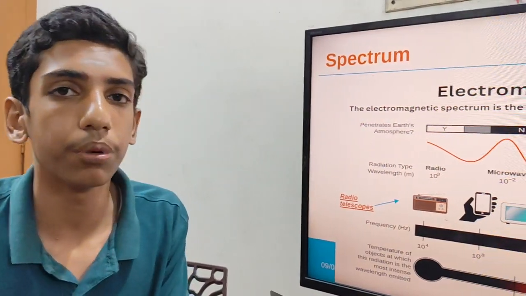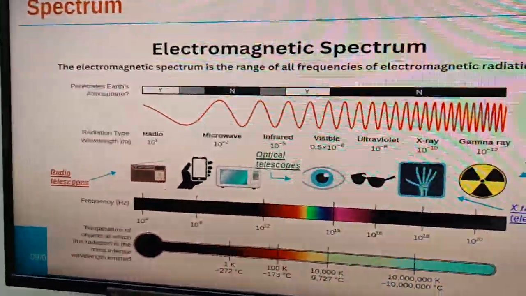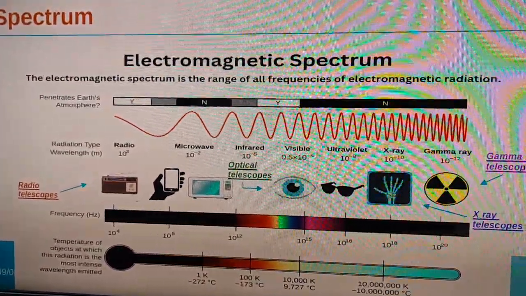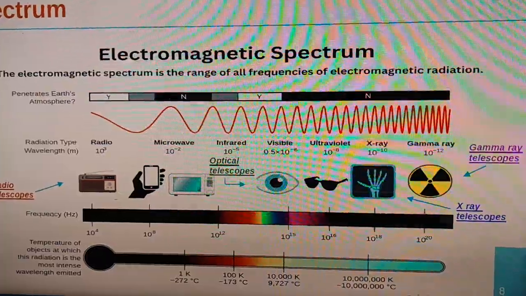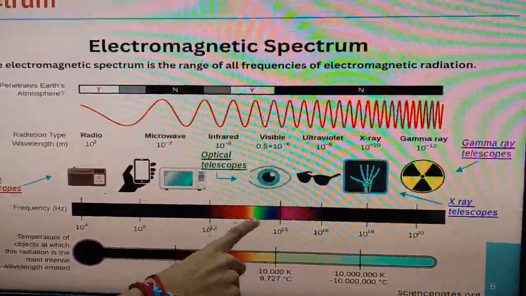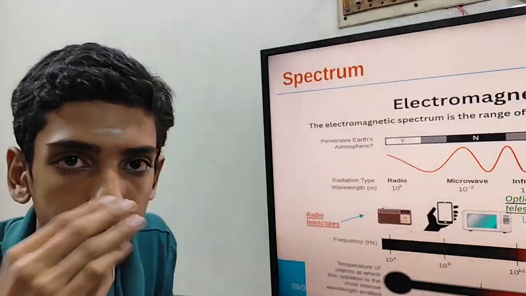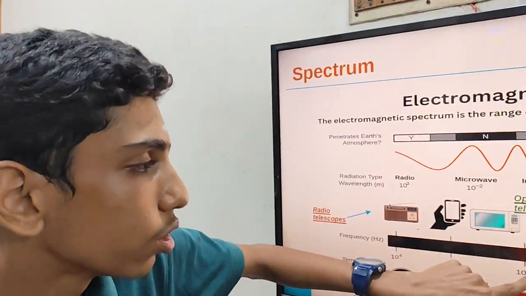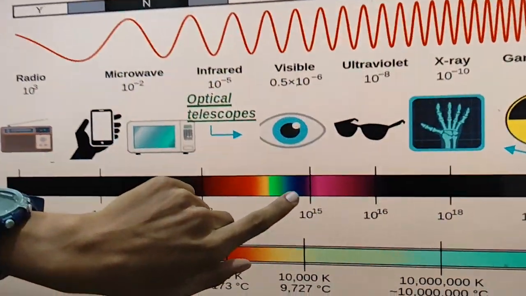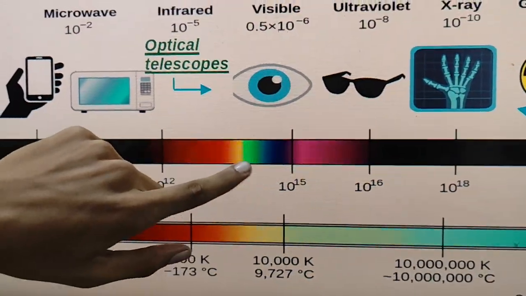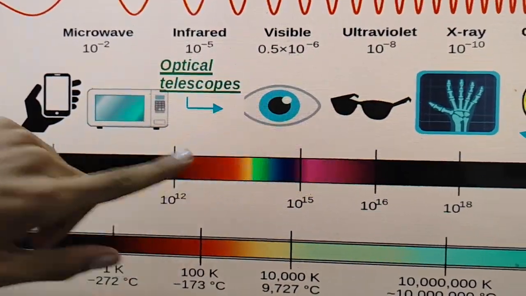Spectrum. This is a very important topic because the white light which we see everywhere around our world is dispersed into 7 lights, which is here. These 7 lights and the white light are the only ones visible to our eyes. So optical telescope works on the range which is visible to our eyes.